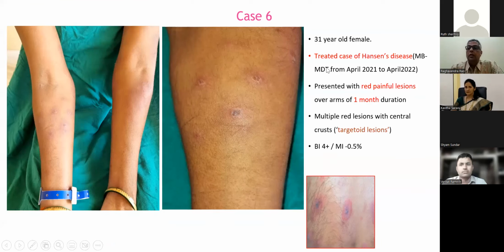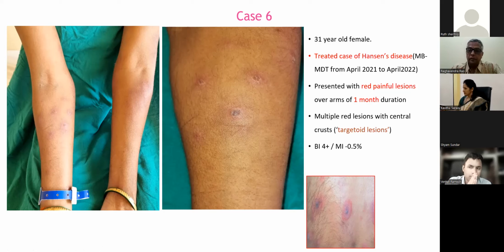So we did the smear, and the smear was positive, bacteriological index 4 plus, and morphological index 0.1%. This is very interesting because she had already completed 1 year of MDT, and even then the morphological index, which measures the live bacilli in the body, was still positive. According to the literature, a single capsule of rifampicin is able to kill the majority of acid-fast bacilli. So the morphological index should become negative in patients who are taking the treatment regularly.